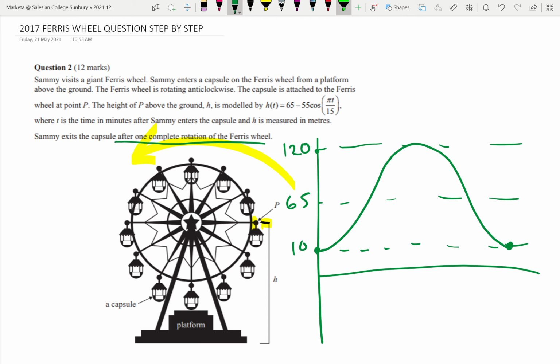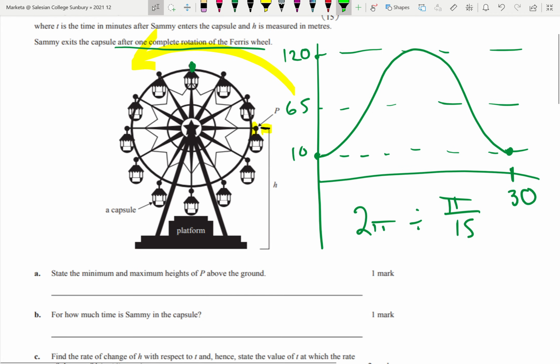And then the only other thing that we should probably put is the period. So the period, of course, is 2 pi divided by whatever's in front of the t. Keep, change, flip, that gives us 2 times 15, which is 30. So just from what I've drawn here, without even looking at the questions, I've got a lot of information. I can see that the highest point he reaches, which would be there, is 120 metres. The lowest point, so when he comes back down to the ground, would be 10 metres.